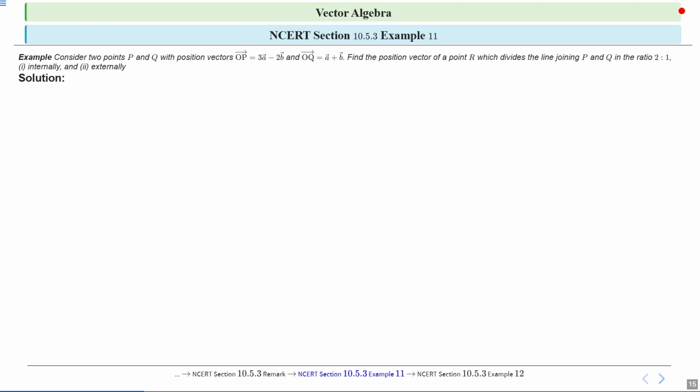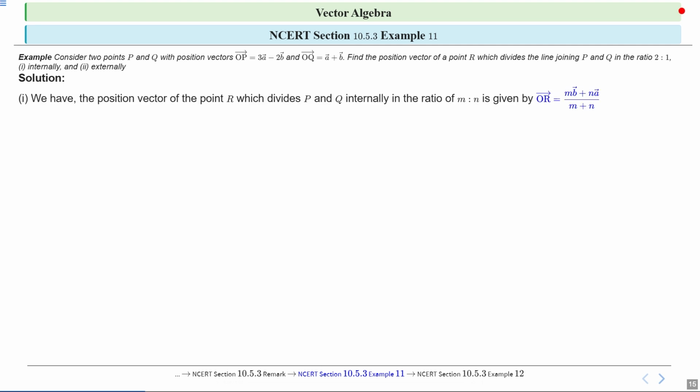So let's see NCERT section 10.5.3 example 11, which says consider 2 points P and Q with position vectors OP vector is equal to 3a vector minus 2b vector, and OQ vector is equal to a vector plus b vector. Find the position vector of point R which divides the line joining P and Q in the ratio 2:1, first internally and second externally. So let's see the solution. We have the position vector of the point R which divides PQ internally in the ratio m is to n is given by OR vector will be equal to (m b vector plus n a vector) upon (m plus n).